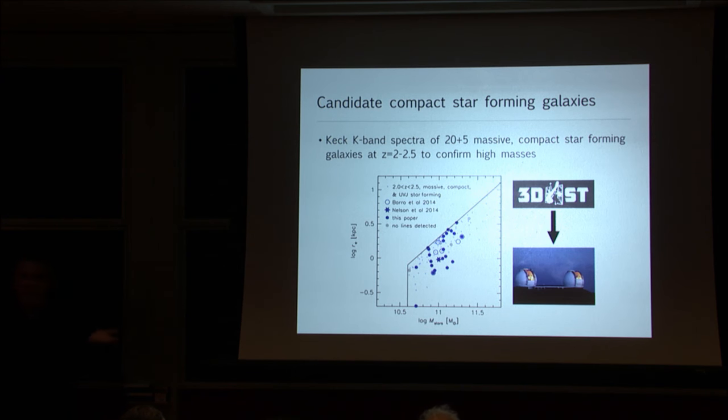And one of the goals is to see whether these things, again, just like we did with the quiescent ones, are actually compact and massive. And now the question is not whether we see broad absorption lines, because they're essentially invisible in these star-forming galaxies, but whether we see a broad H-alpha line, whether we see evidence for high masses from the emission line kinematics.